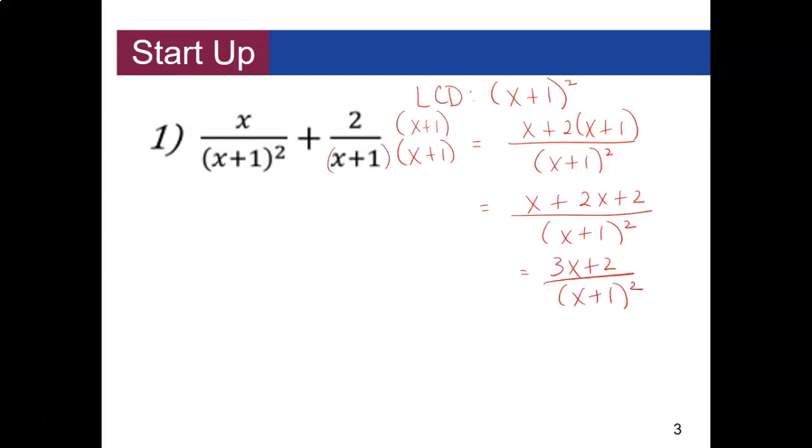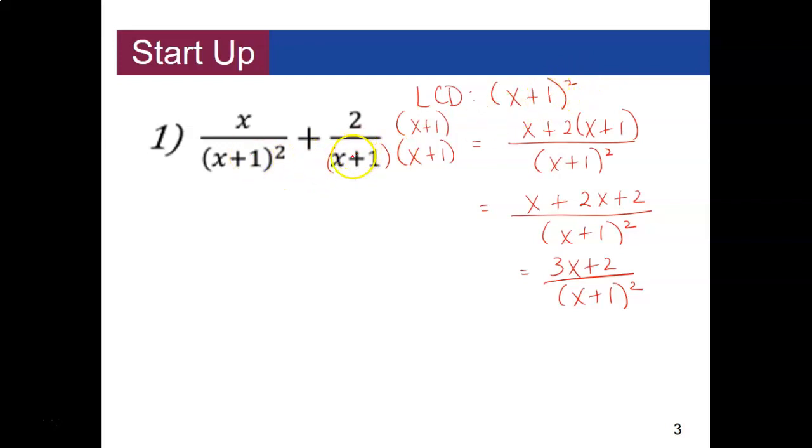Okay, for the first one here, if we look at this one, you can see that we have our denominators. We've got x plus 1 squared and x plus 1. So when we look at this, our denominator needs to be an x plus 1, and it needs to be to its highest power present. So it would be to the second power. So that's why our least common denominator is going to be x plus 1 to the second power.